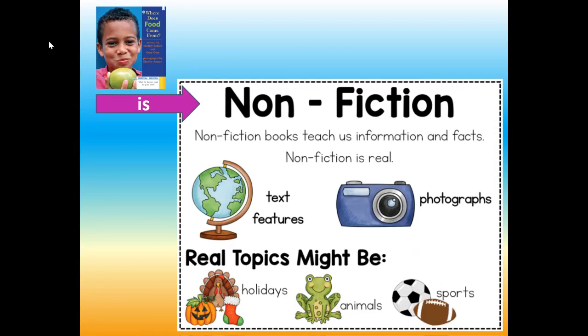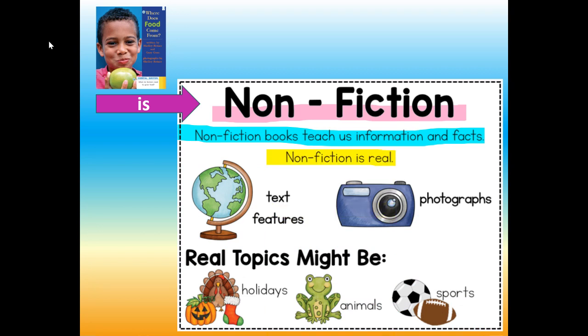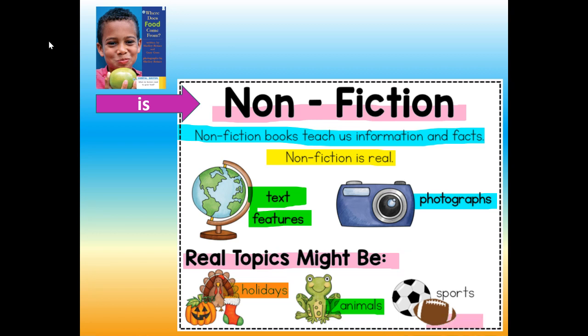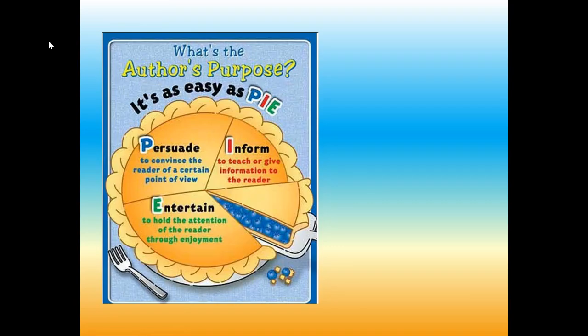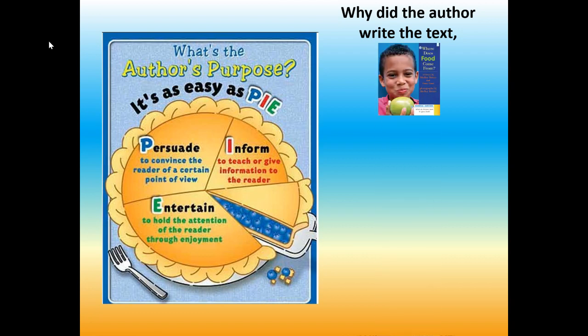So Where Does Food Come From is nonfiction. What is nonfiction? Nonfiction books teach us information and facts. Nonfiction is real. It has text features like photographs. Real topics might be holidays, animals, and sports. Why did the author write the text, Where Does Food Come From?